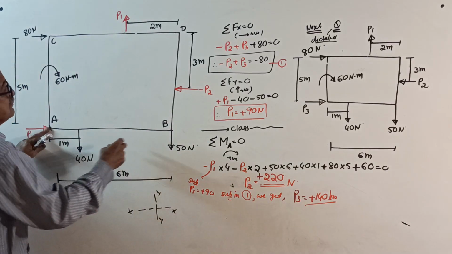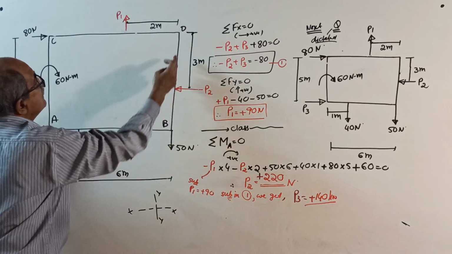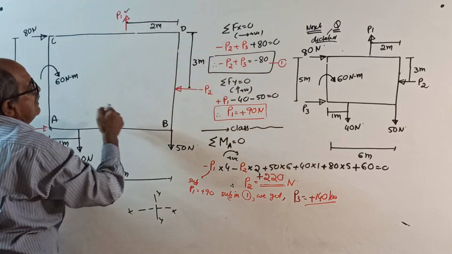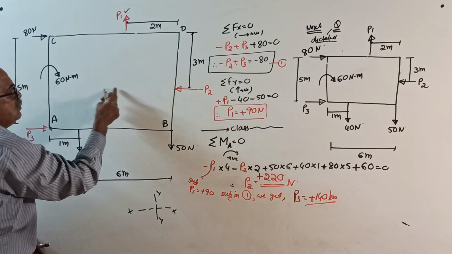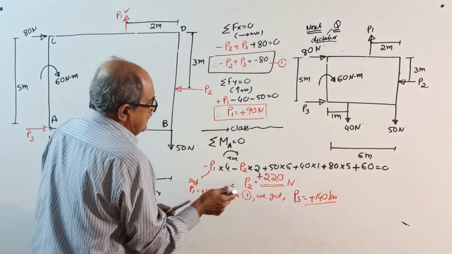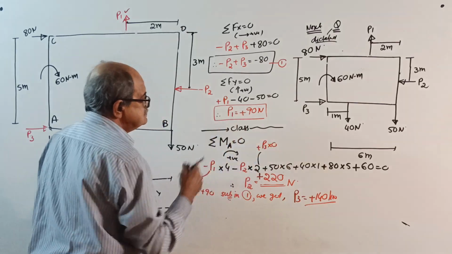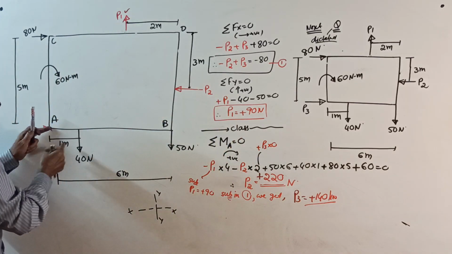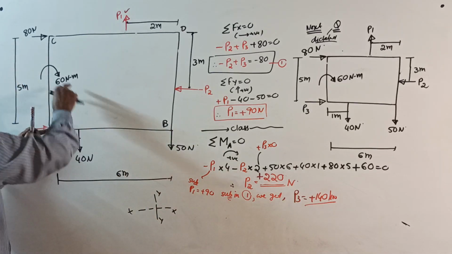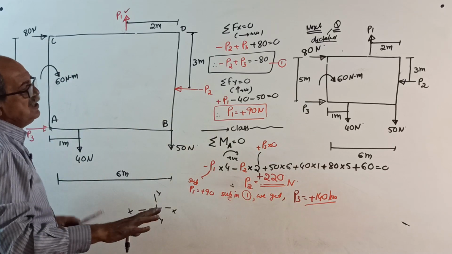Now, last I will put here. Unknown first: P1 into 4. Why 4? 6 minus 2 is 4. Anticlockwise, so minus P1 into 4. Then minus P2 into 2, from 5 subtract 3, that is 2. P3 into 0. If you want, write plus P3 into 0. Happy? Then plus 40 into 1, plus 50 into 6, clockwise. Plus 80 into 5. Lastly, plus 60 into nothing.